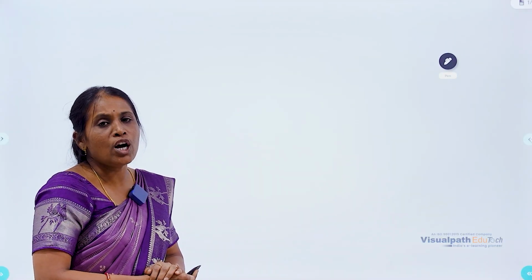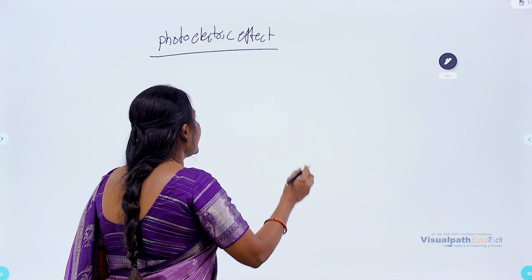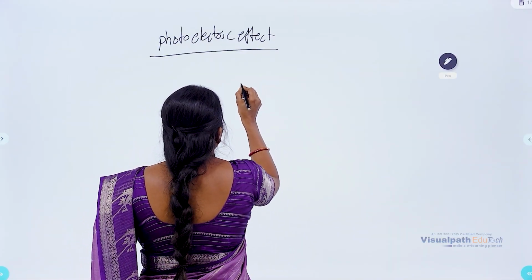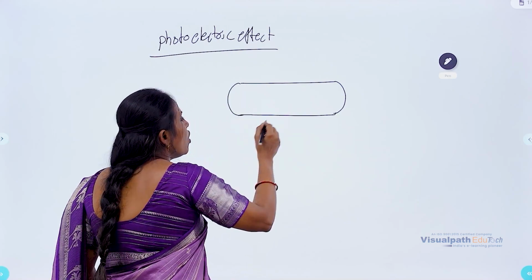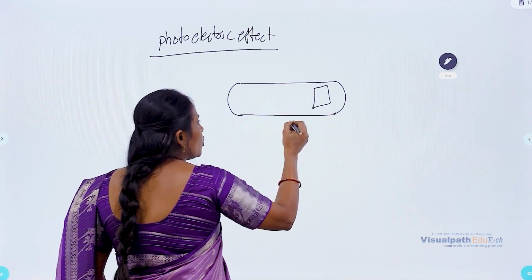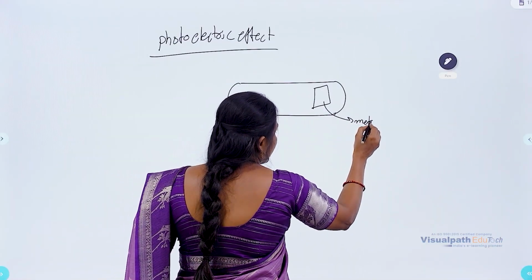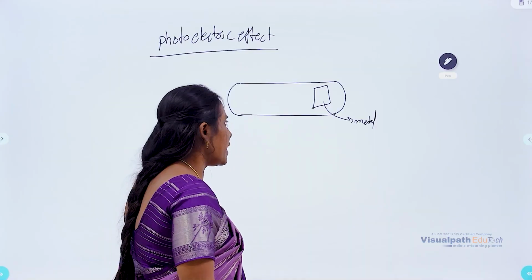And next one is the photoelectric effect. For the photoelectric effect, first we take a vacuum tube. In this vacuum tube we keep one metal. That metal may be cesium or rubidium or potassium, any metal.